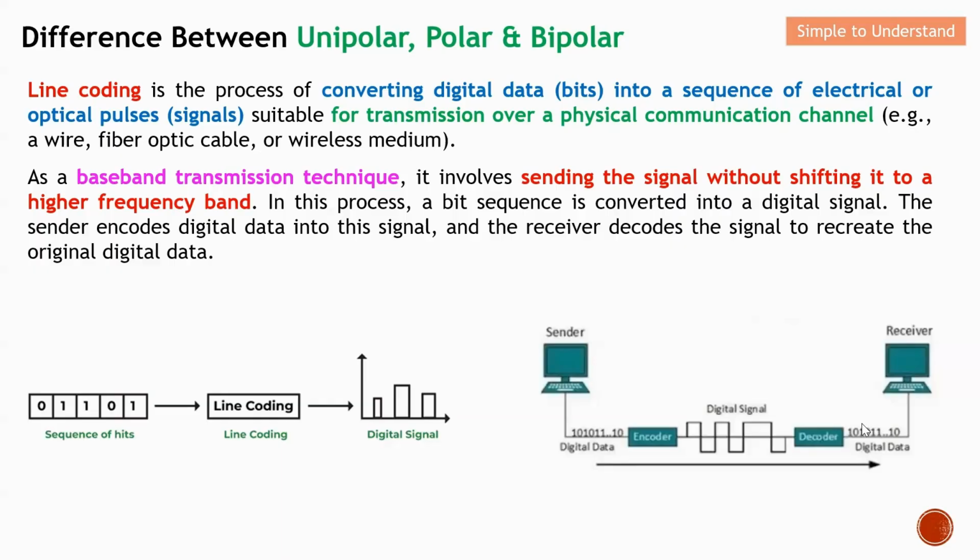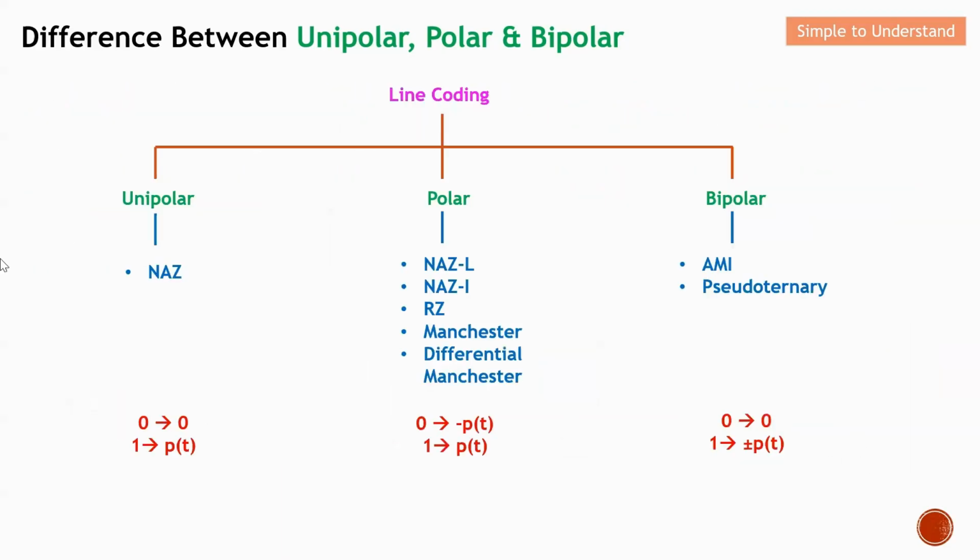There are, in fact, 3 different types of line coding, which I explained in the introduction. Unipolar, which has non-return to 0. Polar, which has more, for example, non-return to 0 level and non-return to 0 inverted. Return to 0 is hardly used because it is superseded by Manchester and differential Manchester. Over here, bipolar has AMI, alternate mark inversion.